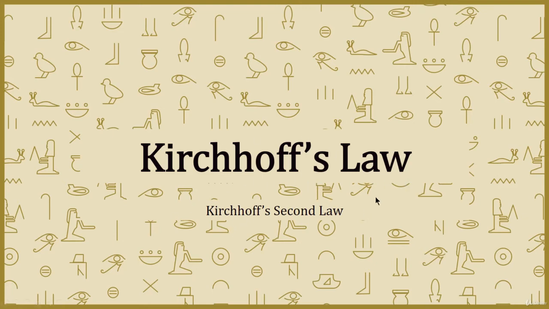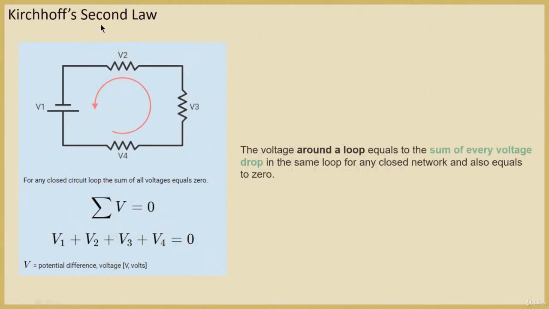Hello, this is the second part of Kirchhoff's law where we will learn about Kirchhoff's voltage law. So it's no brainer, unlike Kirchhoff's current law where we had dealt with currents, Kirchhoff's voltage law is all about voltages. According to Kirchhoff's voltage law, the voltage around the loop equals the sum of every voltage drop in the same loop for any closed network, and also equals 0.